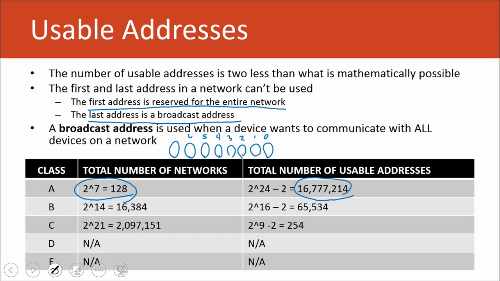So make sure you take time to study this chart and prepare yourself to recall the total number of usable addresses, and always remember that it's the total number of addresses minus 2, because you're going to subtract 1 for the network address, the default gateway, and then 1 for the broadcast address as well. Okay, all right, let's move on to the next slide.